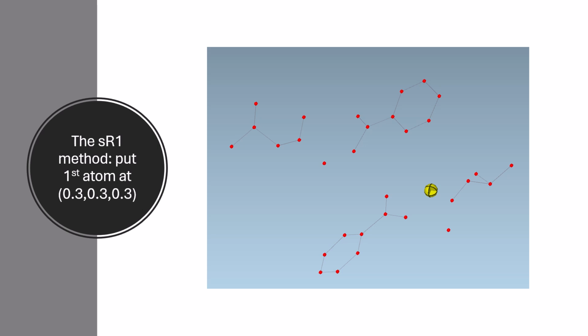Now, how to locate the very first atom? Very simple. You may put the first atom anywhere you want. For convenience, just put it at 0.3, 0.3, 0.3. In this picture, the yellow ball is the first atom, and the red dots suggest where the other undetermined atoms are located.